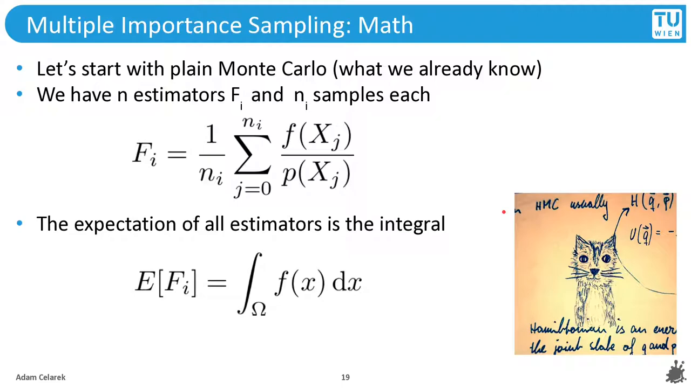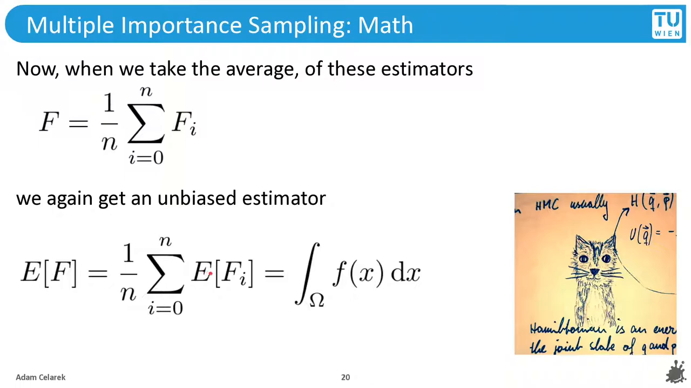But let's start with what we have seen in the previous part with a simple Monte Carlo estimate. F_i, this i denotes several sampling strategies. And this is the estimate for a certain sampling strategy. As we can see here, the expectation of this estimator is the integral. So this means that the estimator is unbiased. And we have several of these estimators, and all of them are unbiased. So then a naive approach to combine those estimators would be to compute the average of them. And since each one of them is unbiased, the average is unbiased again. This is due to the linearity of the expectation operator.